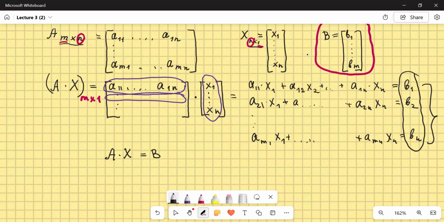We just need to remember that this equation is not actually like multiplication of two numbers equals the third number. It's multiplication of a matrix by another matrix, and it equals the third matrix. Okay, so that's the way to write down the system of equations. By the way, sometimes I'm going to write it down even this way: A x equals b.